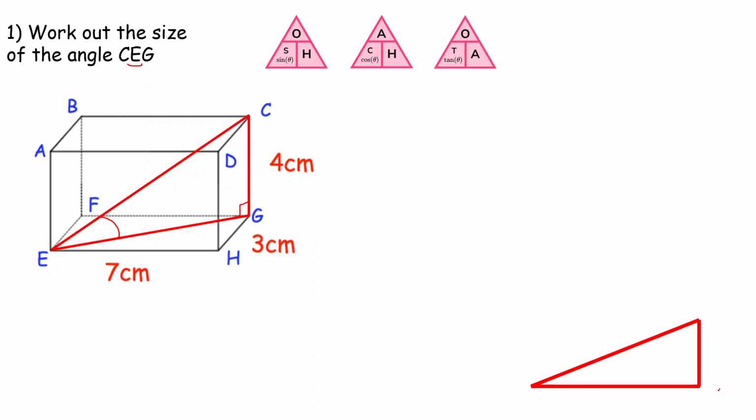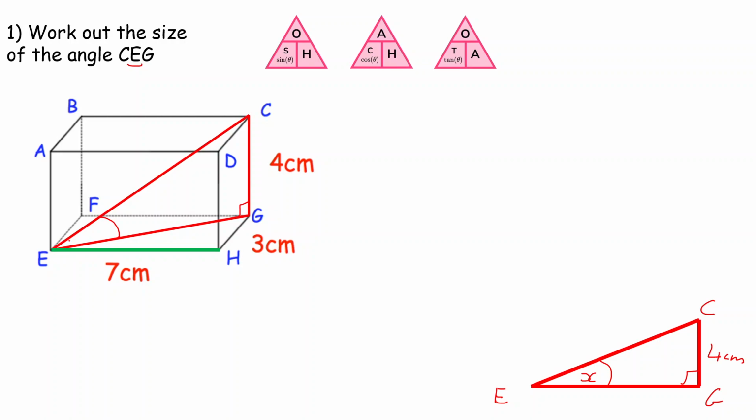Let's label up our triangle. So I've got G, E, and I've got C up here. I've got my right angle at the point G. I'm trying to find this angle. So let's go and call this missing angle X. That's what I'm trying to find. What do I know? I know that my length G to C is 4 centimeters, but I don't know what E to G is, and I don't know what E to C is. So I've got to probably go and find another missing side.